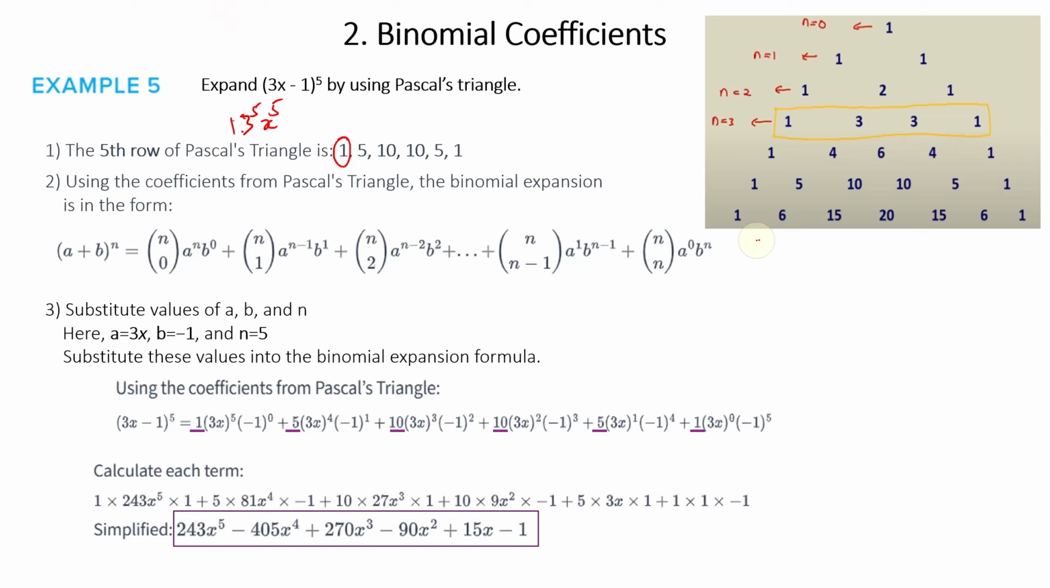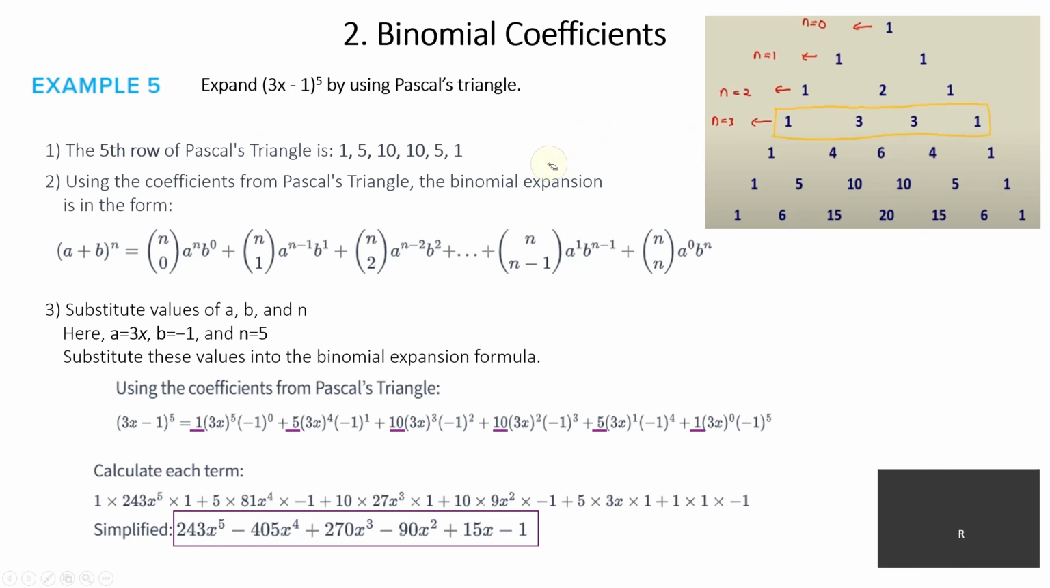Now remember, this works with (a + b) to the power of 5. If I'm using this 3x as my a, instead of 1 times a to the power of 5, my a is 3x. That means it's going to be 1 times (3x) to the power of 5, which is equal to 1 times 3 to the power of 5, x to the power of 5.